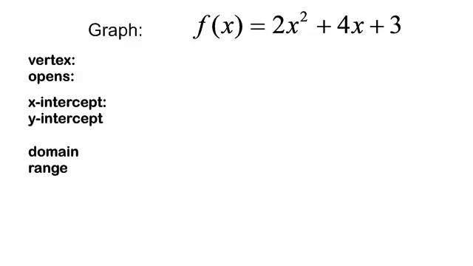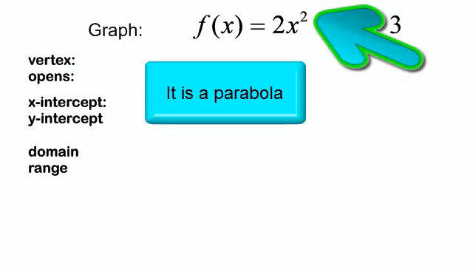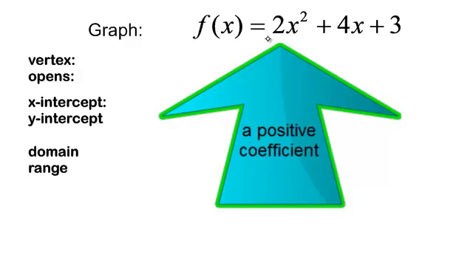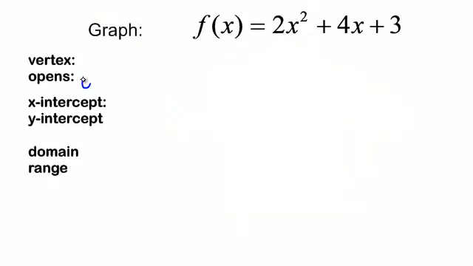We have the function f of x equals 2x squared plus 4x plus 3, and I am supposed to graph this. I do see that it is a quadratic equation because of the x squared, so it is a parabola. And the coefficient of the x squared term is 2. It's positive, so I know that this parabola will open up.